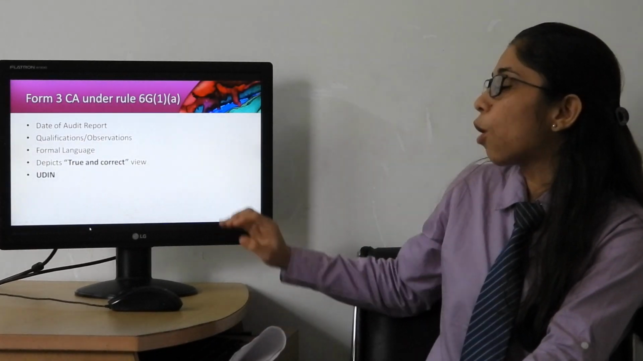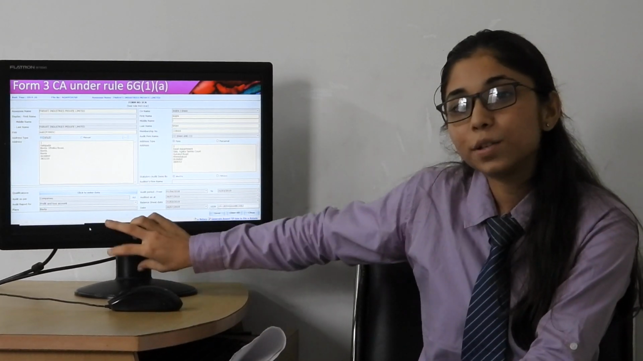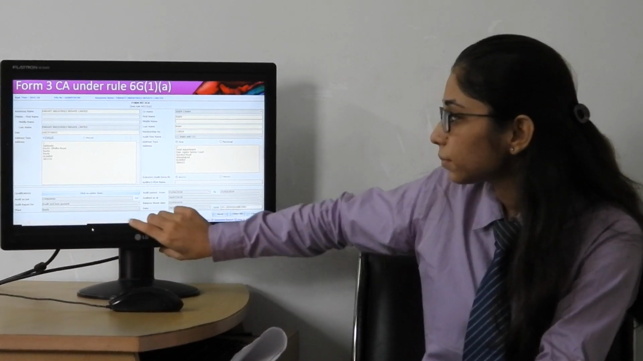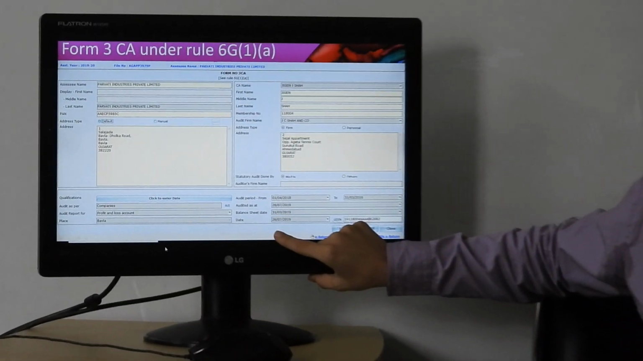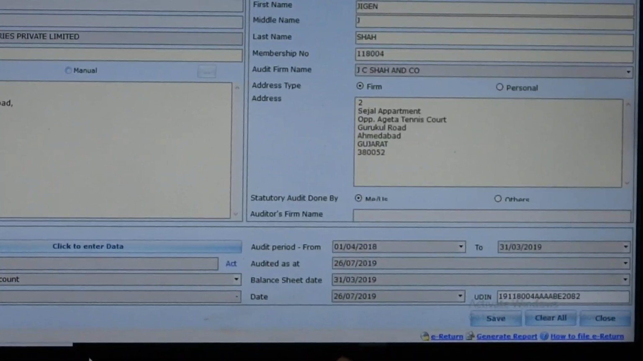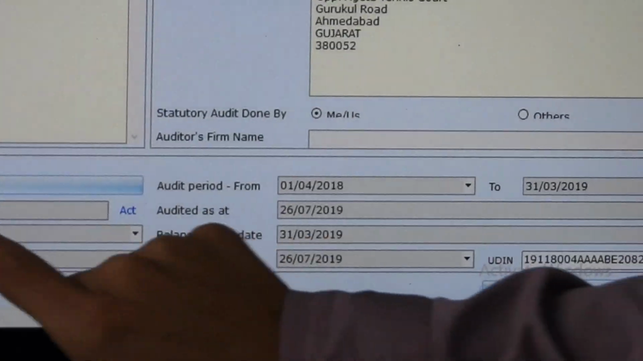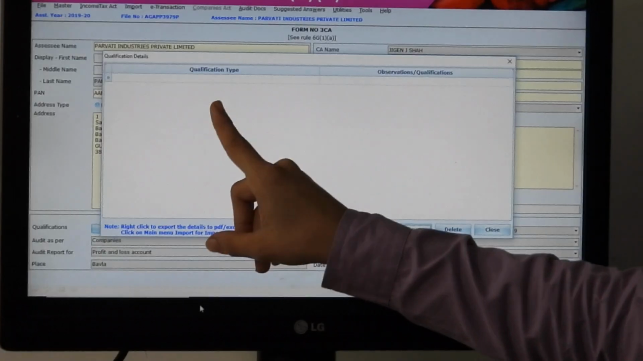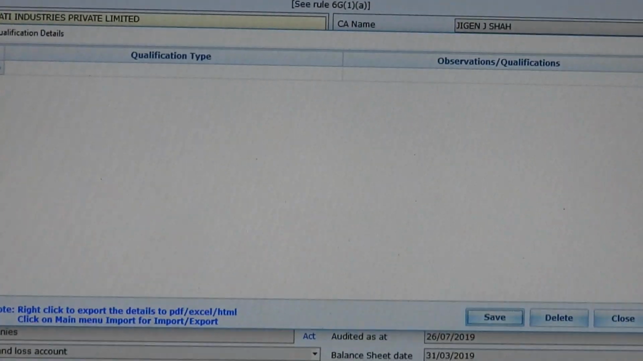Moving on to Form 3CA. What are the necessities of Form 3CA? The main point of Form 3CA is the date of audit report. You must not make any mistake in the date of audit report, also the UDIN and the qualifications. How would the qualifications look? You need to mention the qualification type, what the qualification is about, and the observation of the auditor.